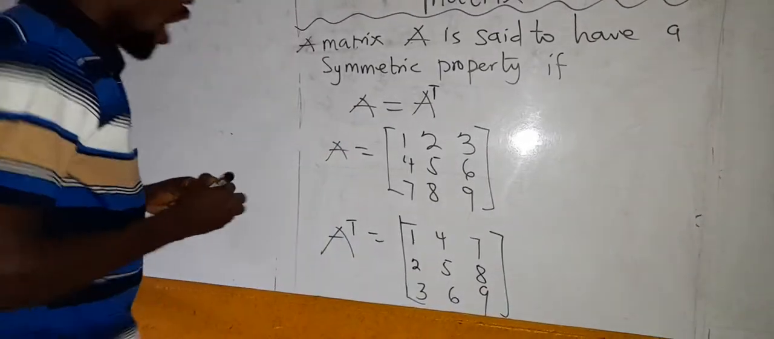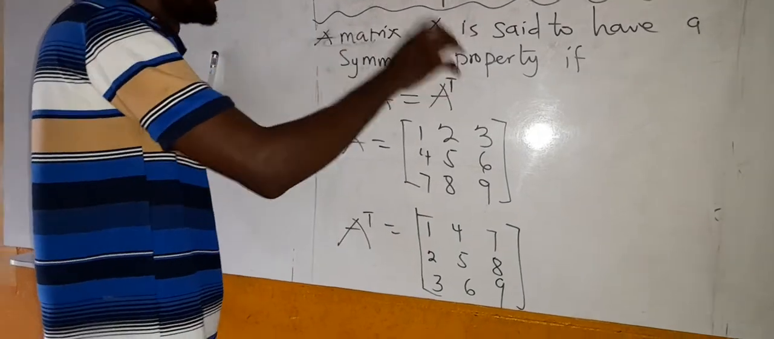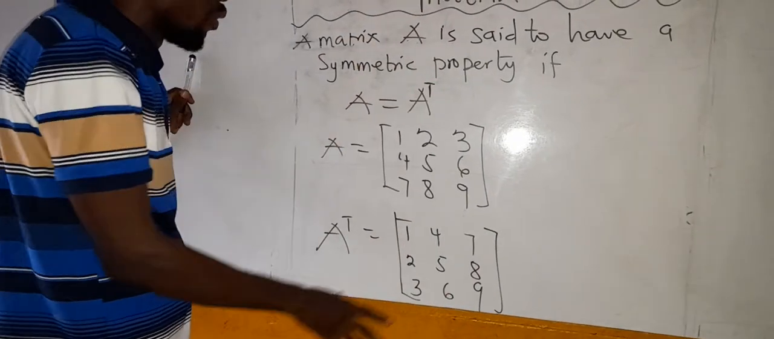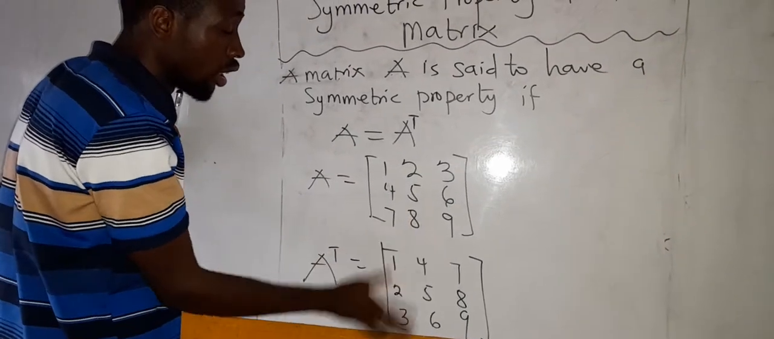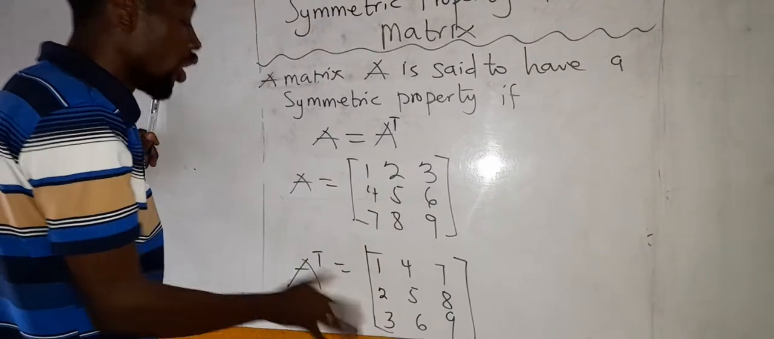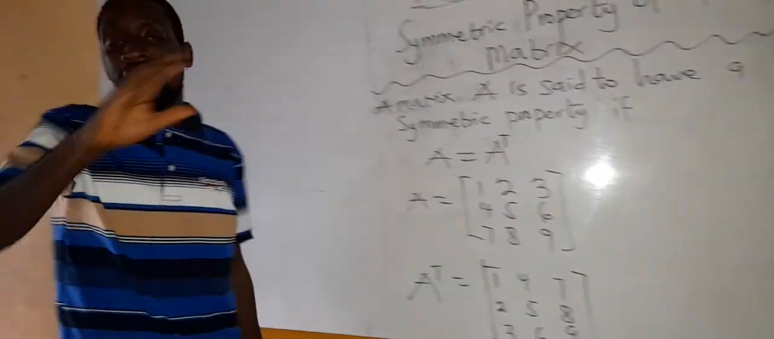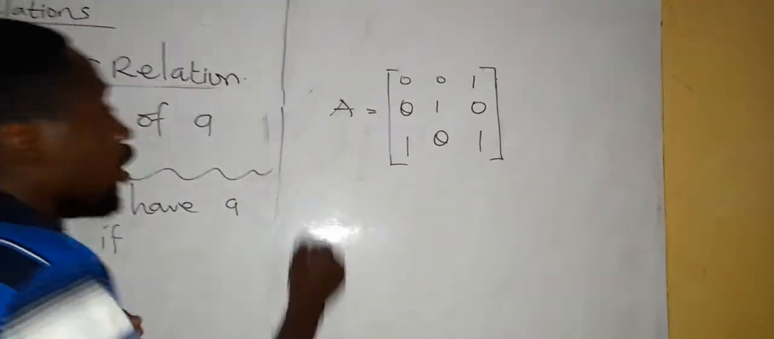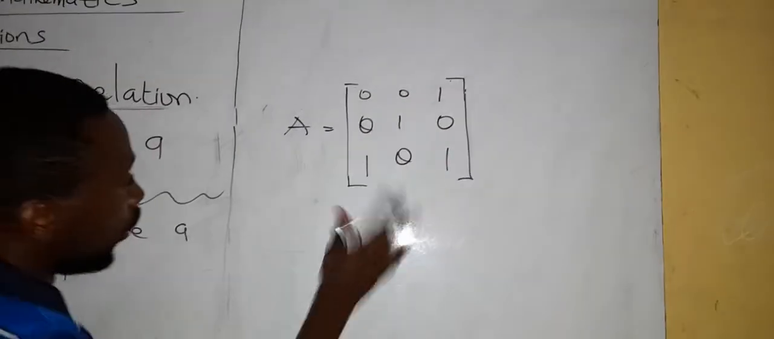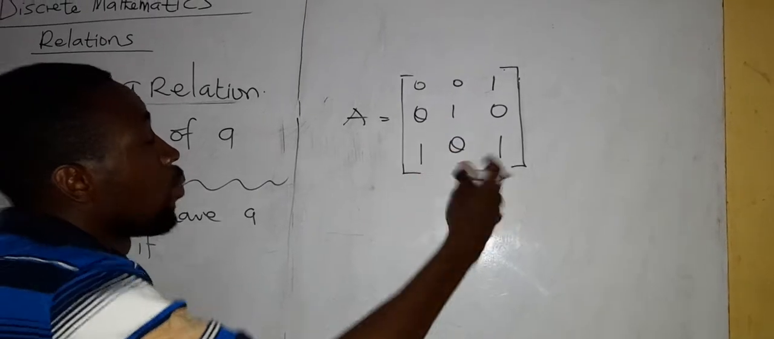So after you find A and A transpose for the matrix of a relation, if A is equal to A transpose, then we say that the matrix is symmetric. In this case, you see that they are not the same. If it is not equal, then it is not symmetric. Now let's check another matrix of a relation. I want to find whether this matrix has a symmetric property or not.